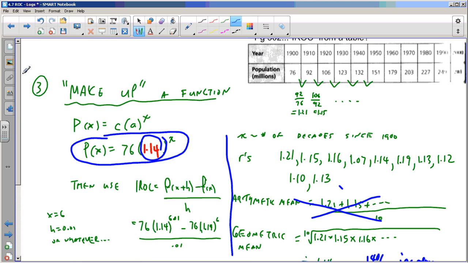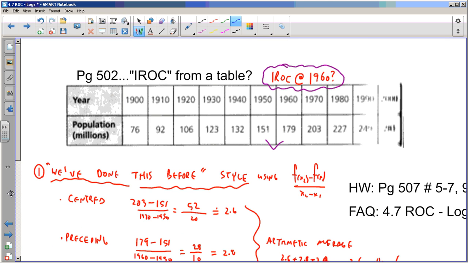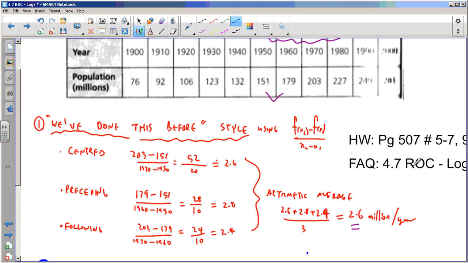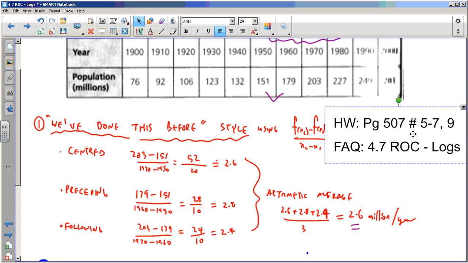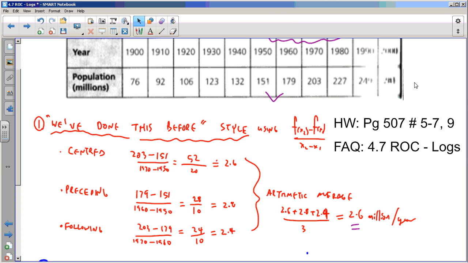Now, which way should you do? Well, I would try a little bit of all of them. You're going to have a favorite style, and there's probably only one or two questions like this from the table, but try it each of the ways. Or in your groups, one person try it one way, one person try it another way, and a third person try it the third way, so you can understand all of the different methods.